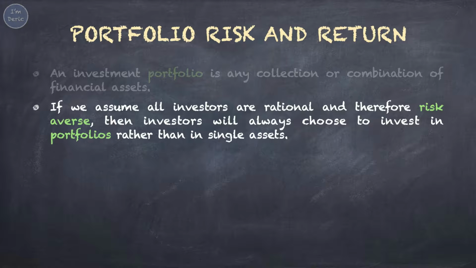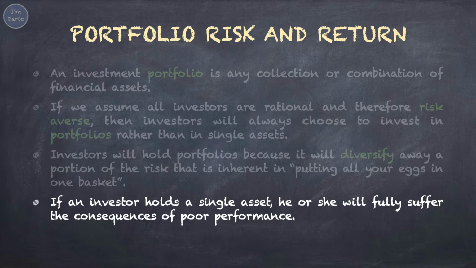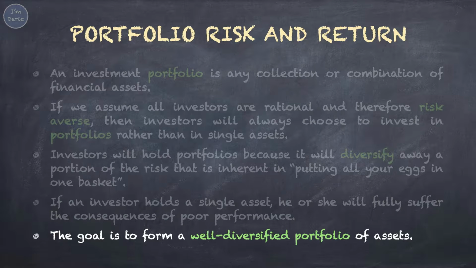If we assume all investors are rational and therefore risk-averse, then investors will always choose to invest in portfolios rather than in single assets. Investors will hold portfolios because it will diversify away a portion of the risk that is inherent in putting all your eggs in one basket. Remember, don't put all your eggs in one basket. If an investor holds a single asset, he or she will fully suffer the consequences of poor performance. The goal is to form a well-diversified portfolio of assets, so that the risk will become lower.